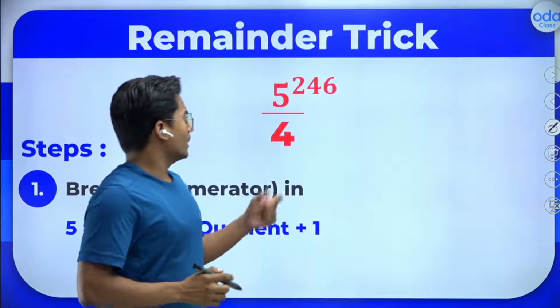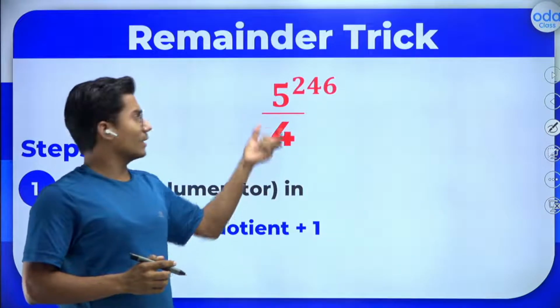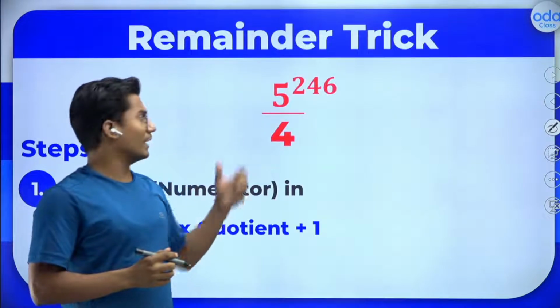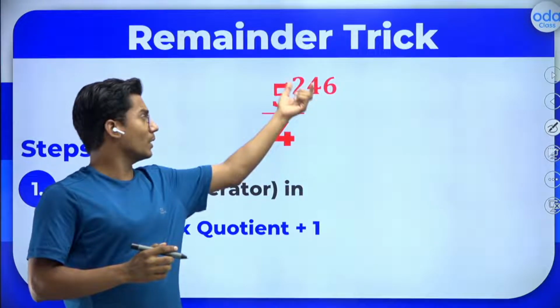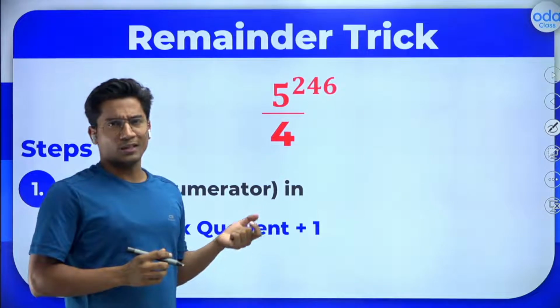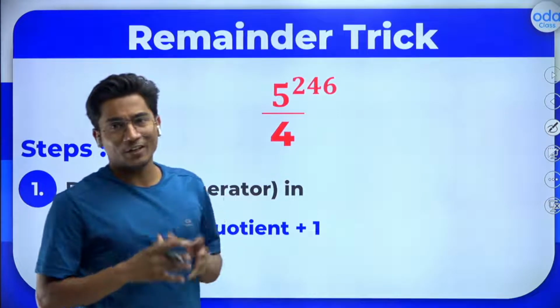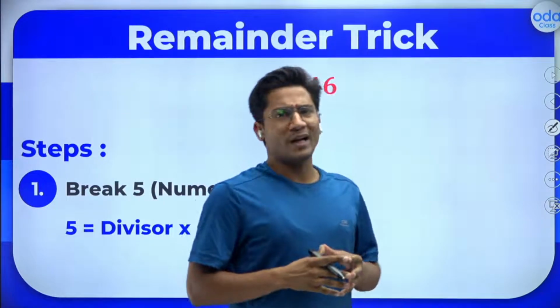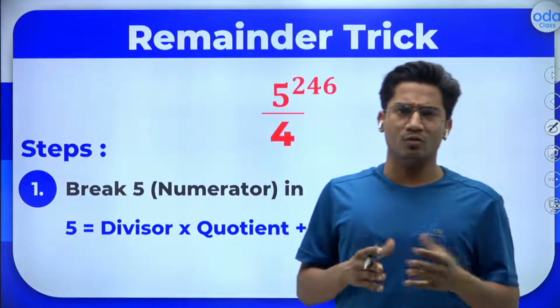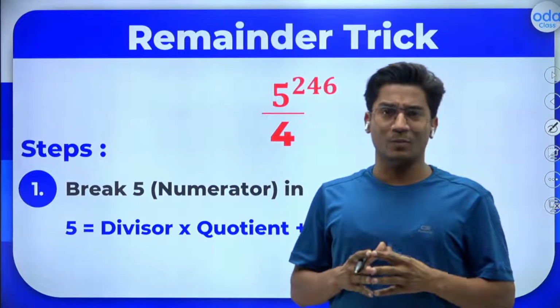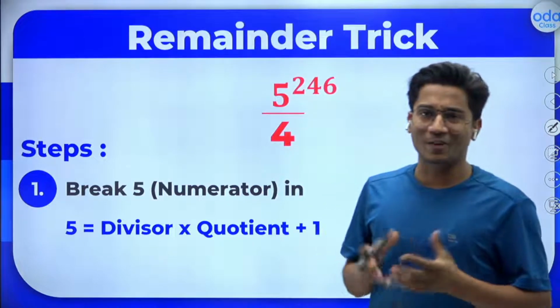So let's begin, guys. Let's suppose a number is given to us like 5 raised to the power 246. If I have 5 raised to the power 246 upon 4, right? One traditional way to do it is that you can find the powers of 5, right? So you can solve it out, if it is possible for you. I believe none of us can solve it.